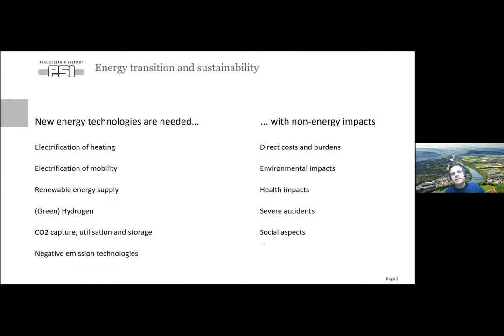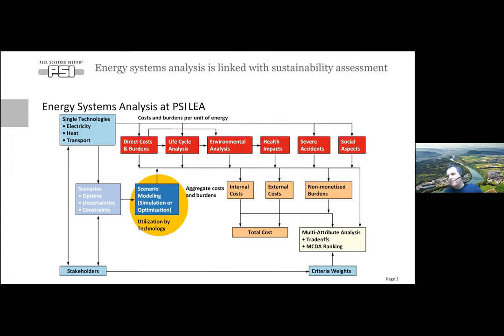The energy transition and sustainability require new technologies like electrification of heating and mobility, renewable energy supply, green hydrogen, CO2 capture, utilization and storage, and negative emission technologies. But all these technologies have non-energy impacts. They are associated with direct costs and burdens, with environmental impacts, with health impacts, with severe accidents and social aspects, and others.